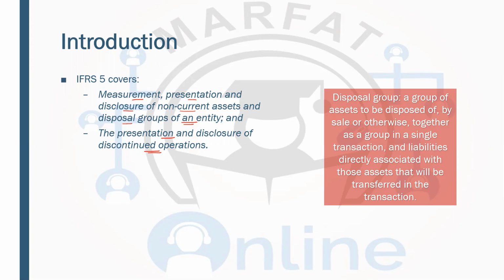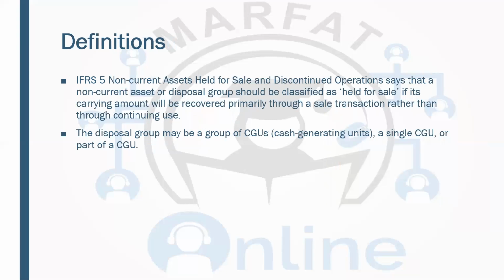So there's a definition written on the right hand side. A disposal group is a group of assets to be disposed of, by sale or otherwise, together as a group in a single transaction, and liabilities directly associated with those assets that will be transferred in the transaction. Not only assets you are transferring, it's the liabilities which will be transferred as well. So this is the scope of IFRS 5, that the assets which are going to be sold will be covered under IFRS 5.